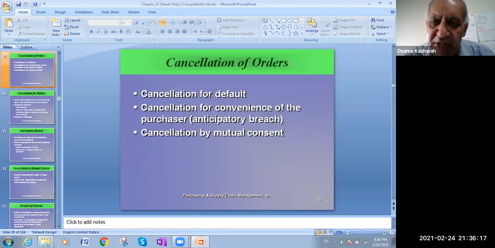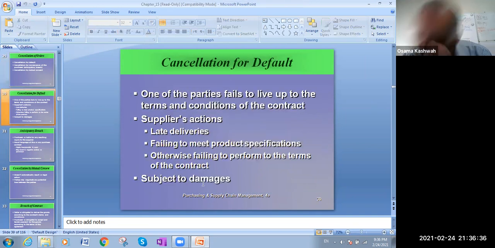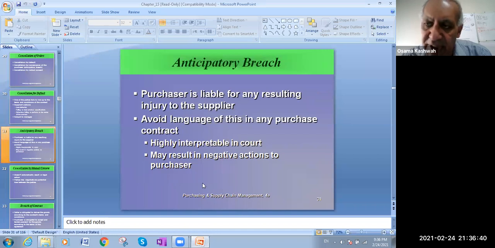Also, you have to say when I can cancel the order. Cancellations for defaults, when something's wrong. Cancellation for convenience of the purchaser, or cancellation by mutual consent, meaning both of us cancel the contract. So these are cases of canceling the contract. Of course, the main important point is that one of the two parties did not do what he is supposed to.